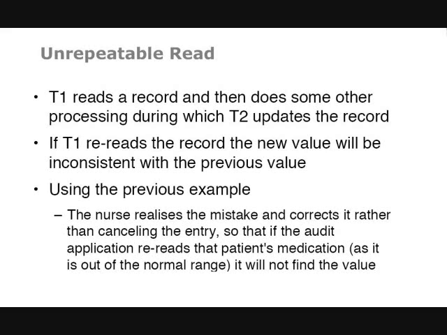A similar problem is what we call an unrepeatable read. Again here we have two transactions processing together. The first one, T1, reads a record and then does some processing, and in this time T2 comes and updates the record. If T1 then tries to read the record again, it's not going to find the same value as it found the first time. So this is what we call an inconsistent read. A transaction reads a value twice, but in between something has changed that value. So it produces an inconsistent read, and that again gives us an inconsistent state.